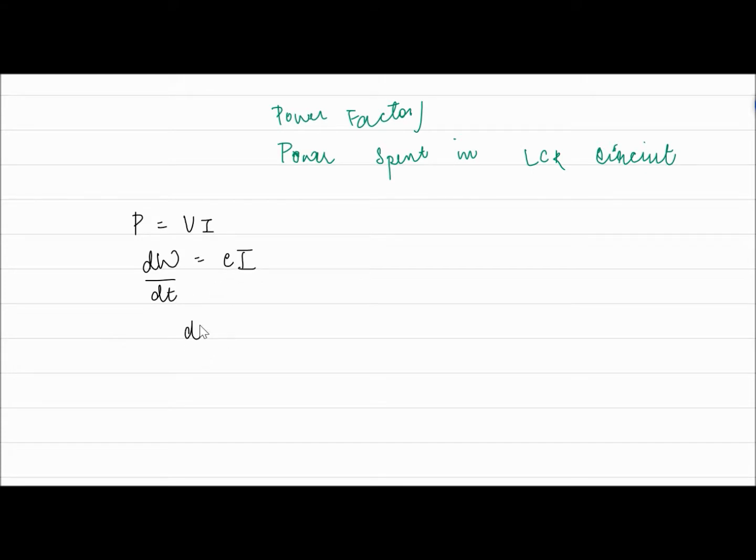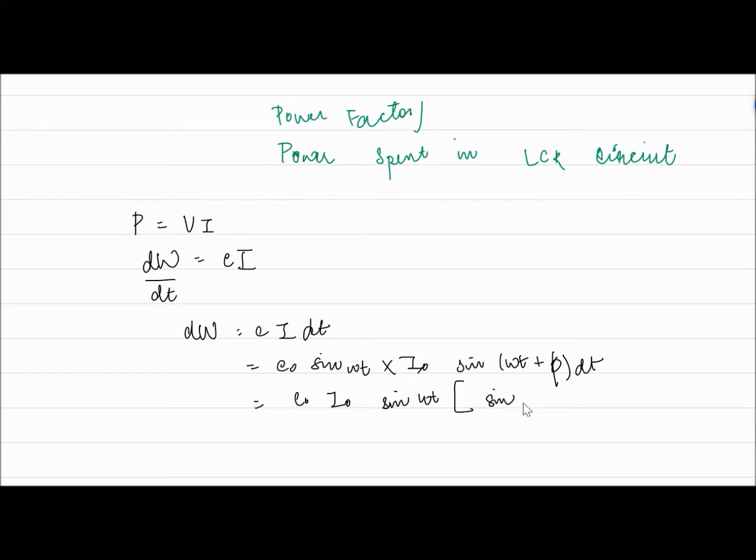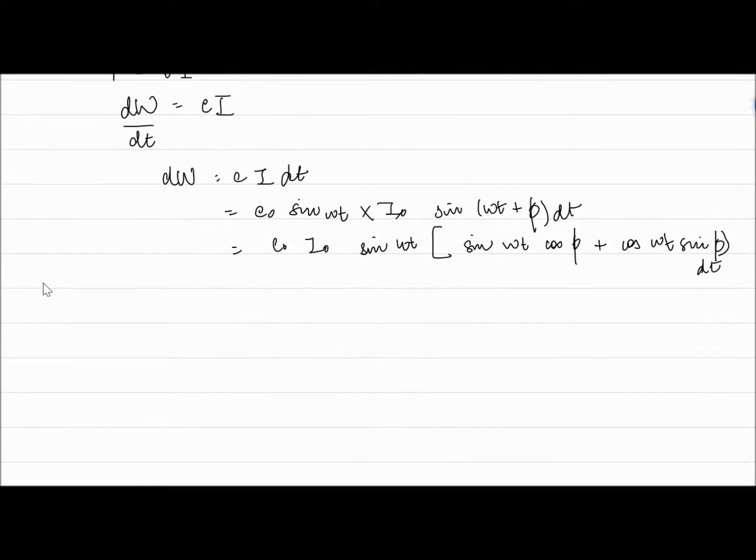So as we know, power is equal to VI, and dW by dt is power, and we can write VI as EI. So dW becomes EI dt, and we know E is equal to E naught sine omega t, and I is I naught sine (omega t plus phi) dt. So we get E naught I naught sine omega t into (sine omega t cos phi plus cos omega t sine phi), and we have dt.